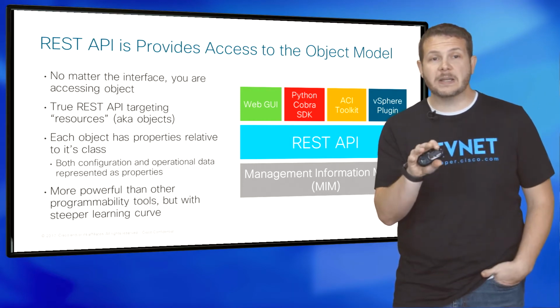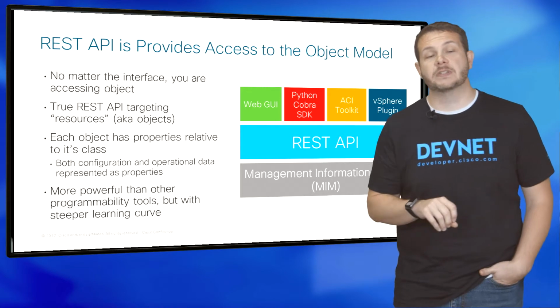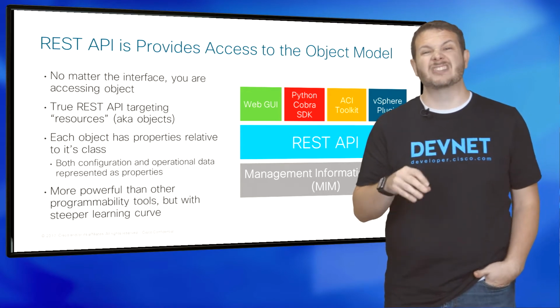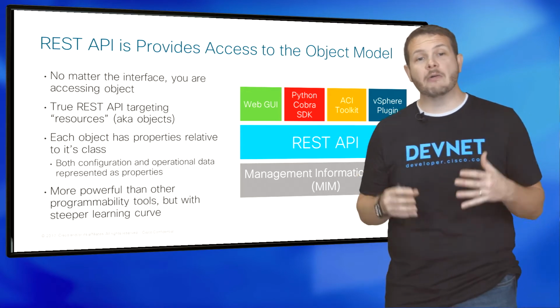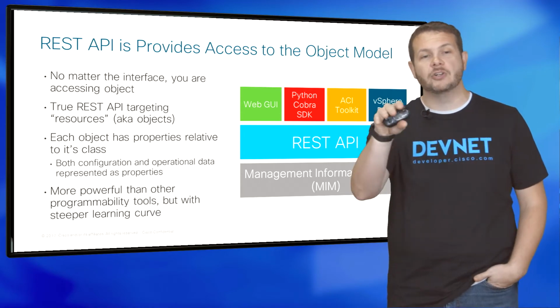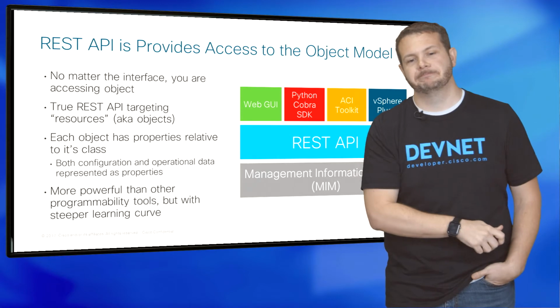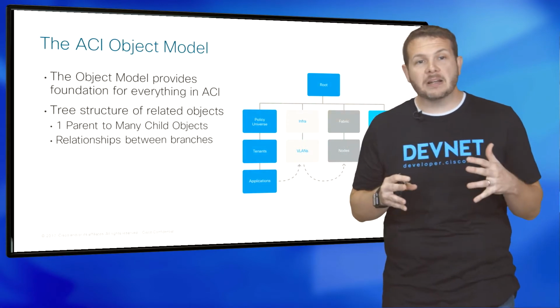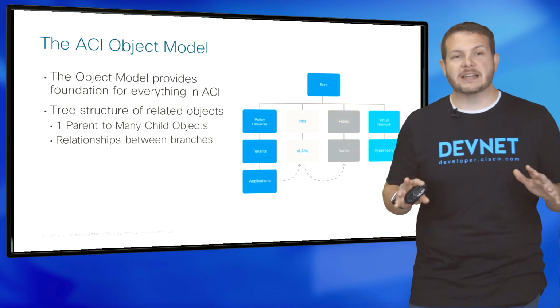Now, using the REST API natively is much more powerful than some of the other programmability tools out there, such as ACI Toolkit. However, it does have a bit of a steeper learning curve that we hope to accelerate your journey along in this lesson. Now, the object model is foundational to everything inside of ACI.